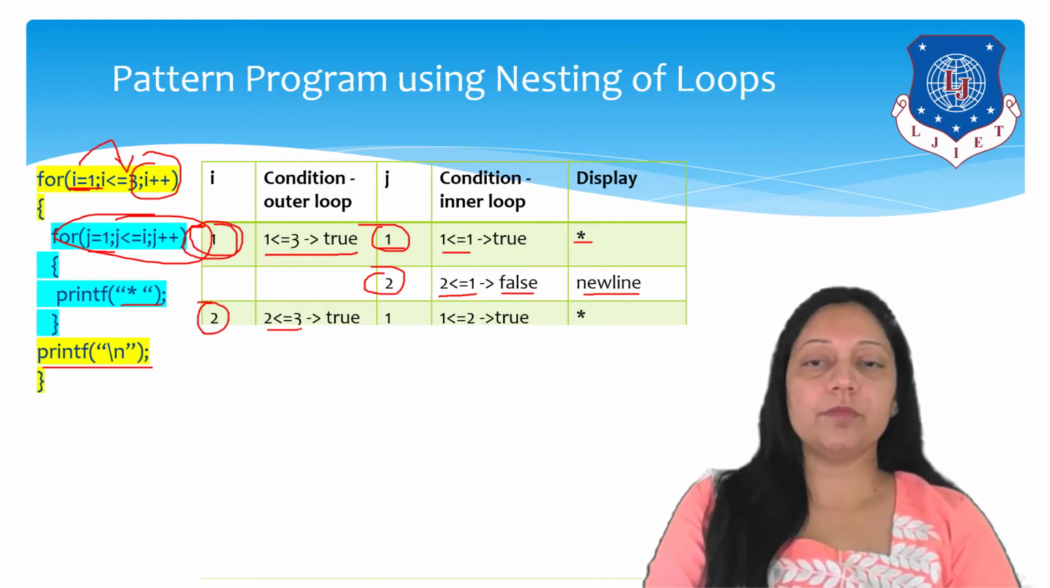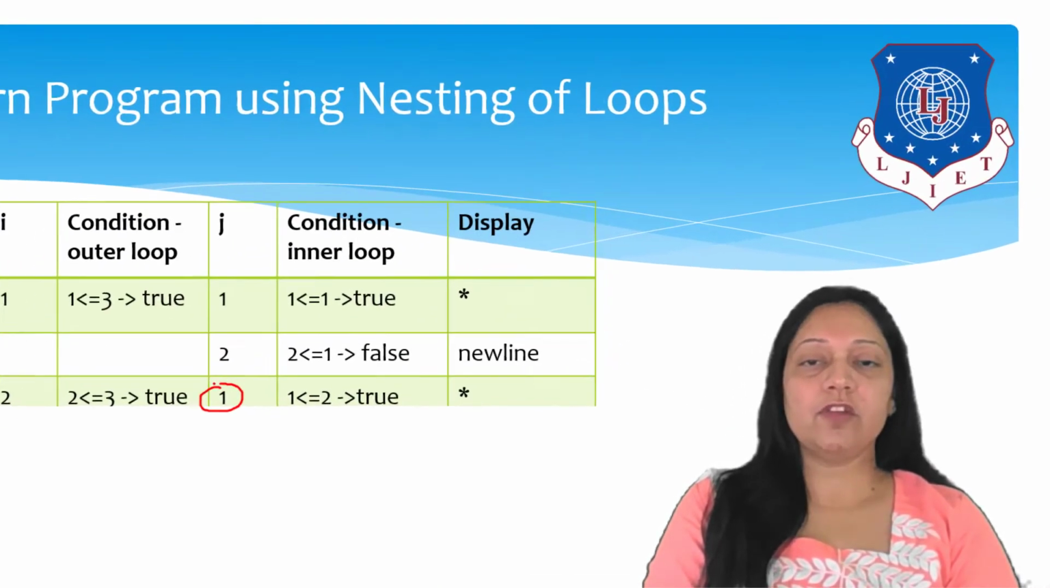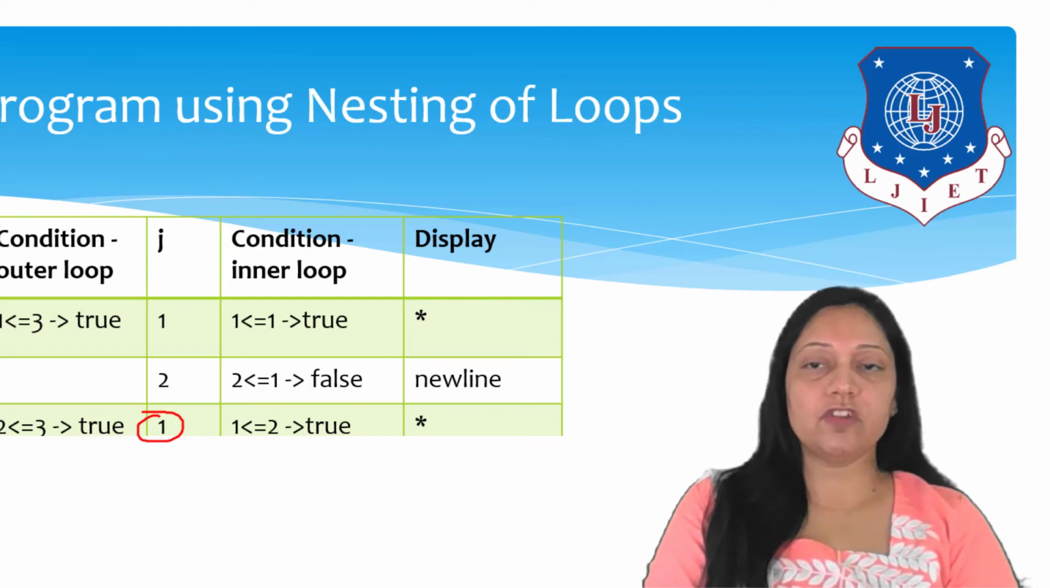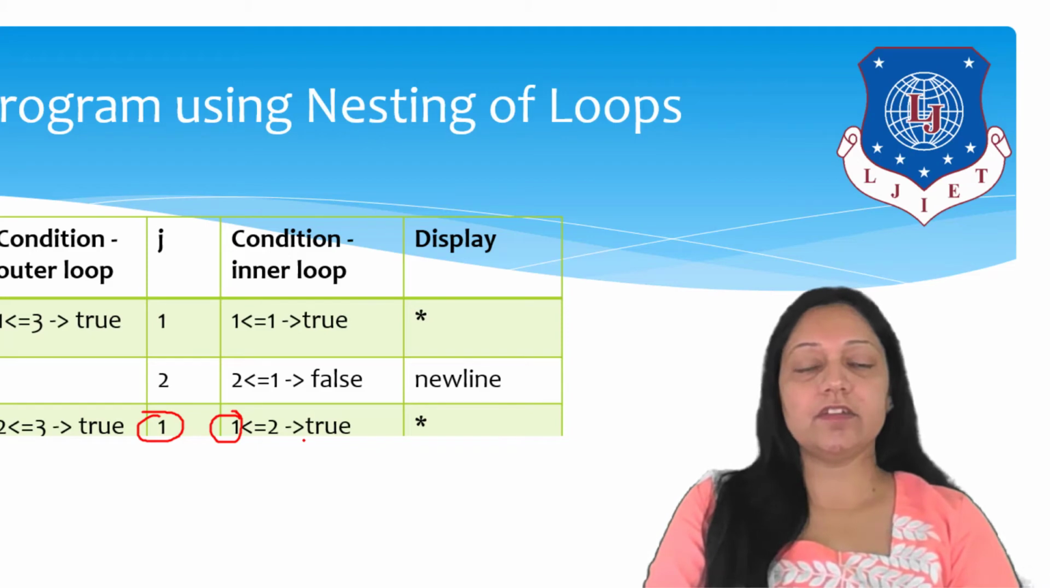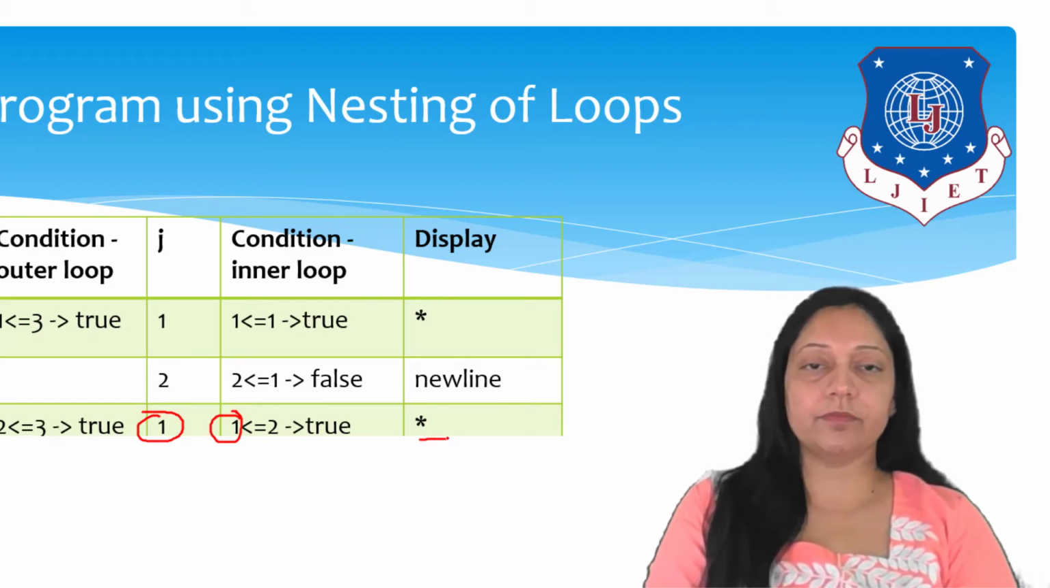So the condition becomes 2 less than or equal to 3, which is true. And since the condition of the outer loop is true, the inner loop is executed all over again. Now my j value would be initialized to 1 again, because j is equal to 1. Then j less than or equal to i. This time the value of j is 1 and the value of i is 2. So the condition becomes 1 less than or equal to 2, which is true. So a star is printed onto the screen.